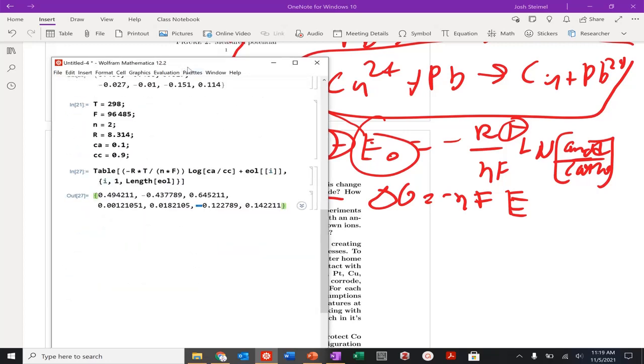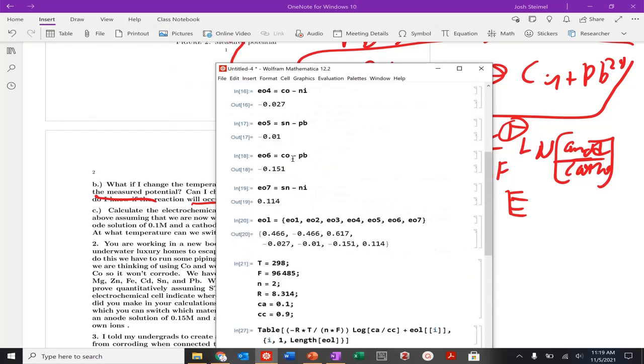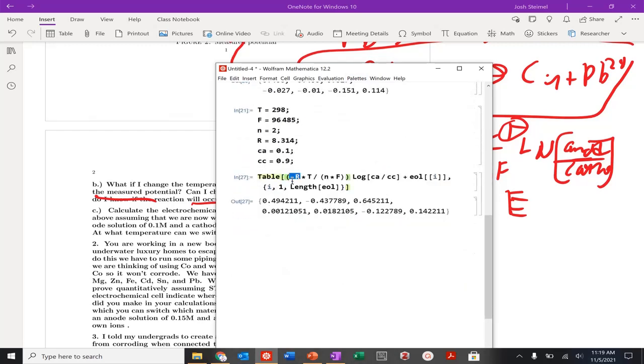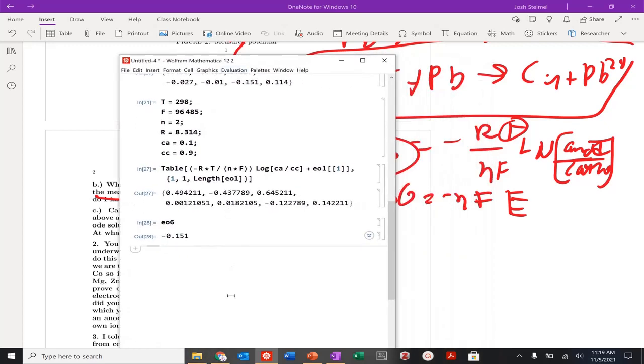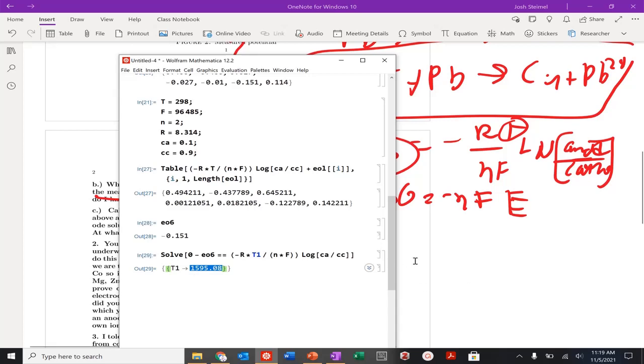Now, we're asked for this particular, for Co and Pb, i.e. equation number 6, what would be the temperature at which this switches? So E naught 6 is going to be positive. So we need to figure out when is E, our Nernst equation potential, going to be 0. So I want to solve 0 minus E naught 6, set it equal to this equation, but I am going to keep temperature T1. So let's just solve for that. That's quite a high temperature. But again, you can increase temperature and you could change which material corrodes and which doesn't corrode.